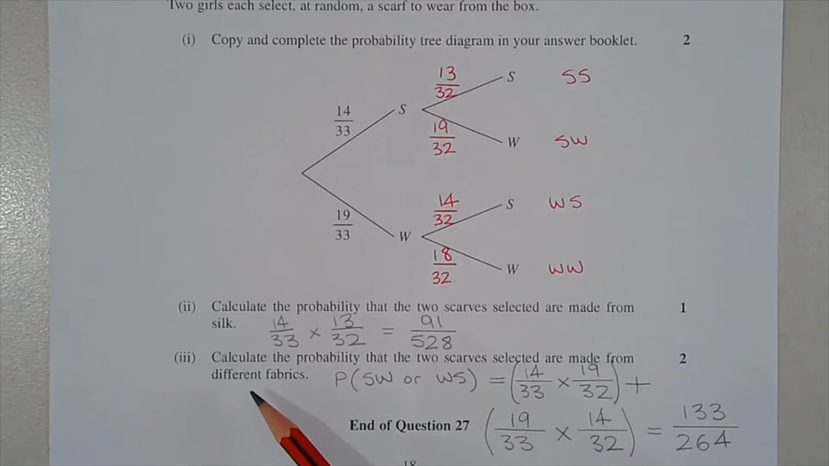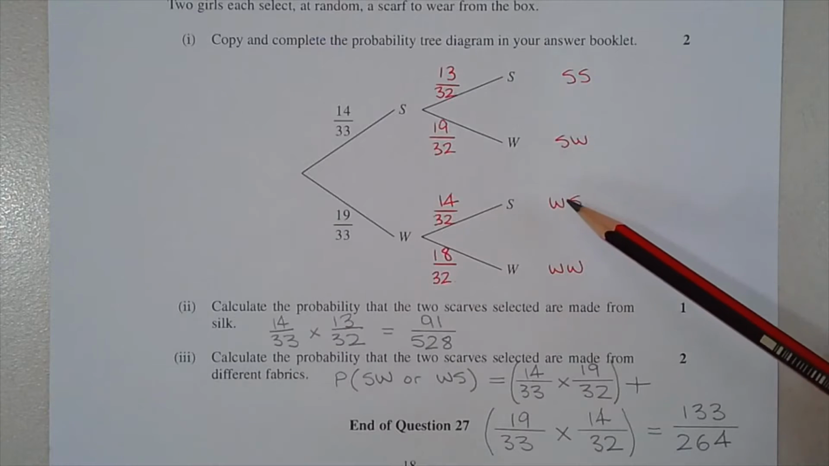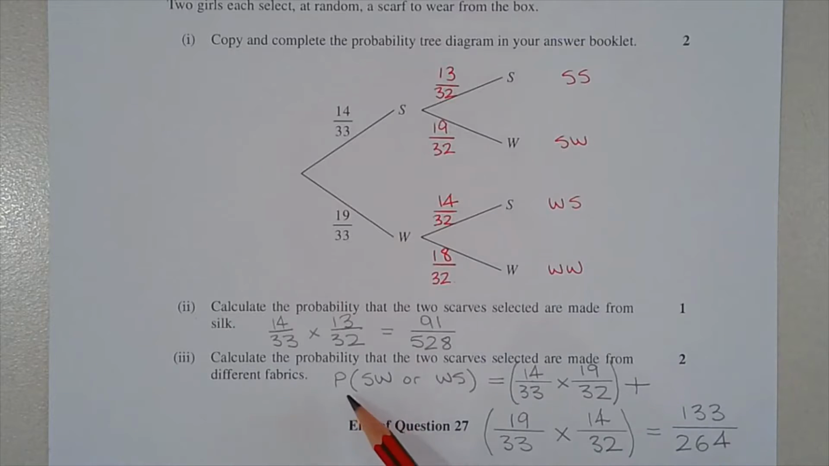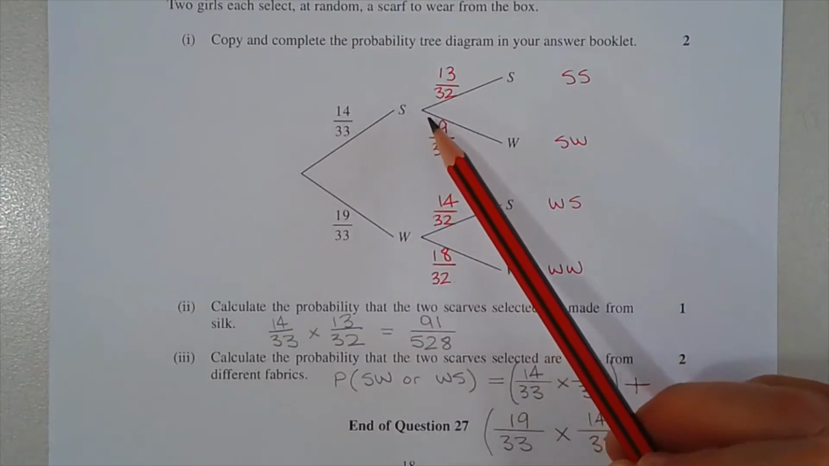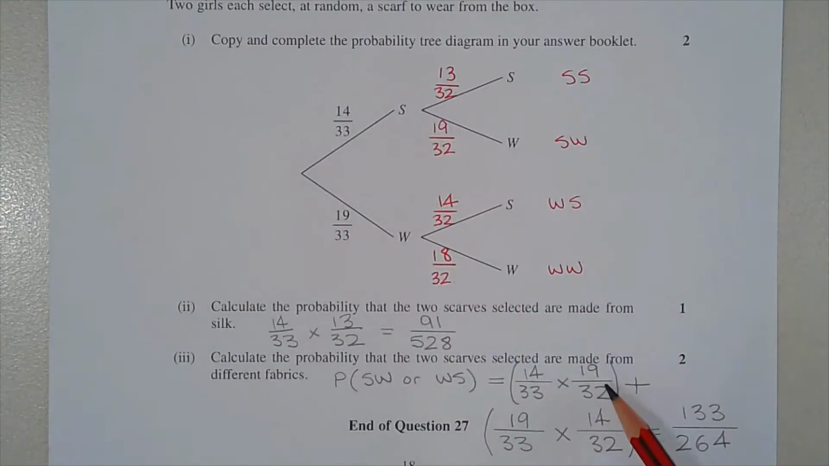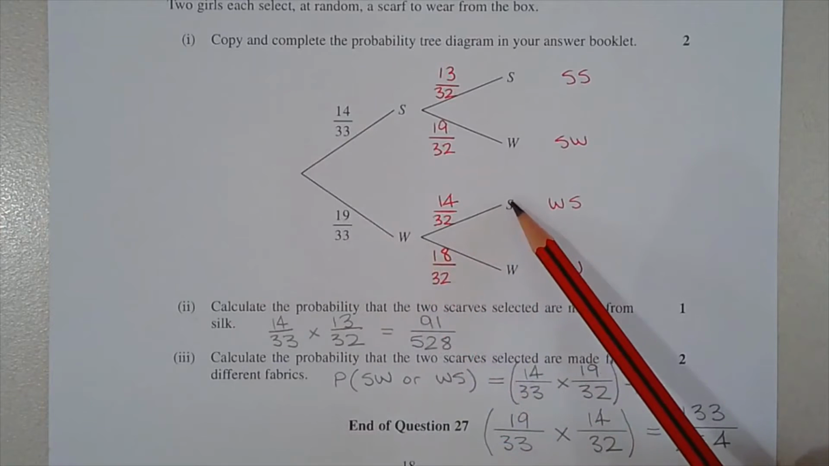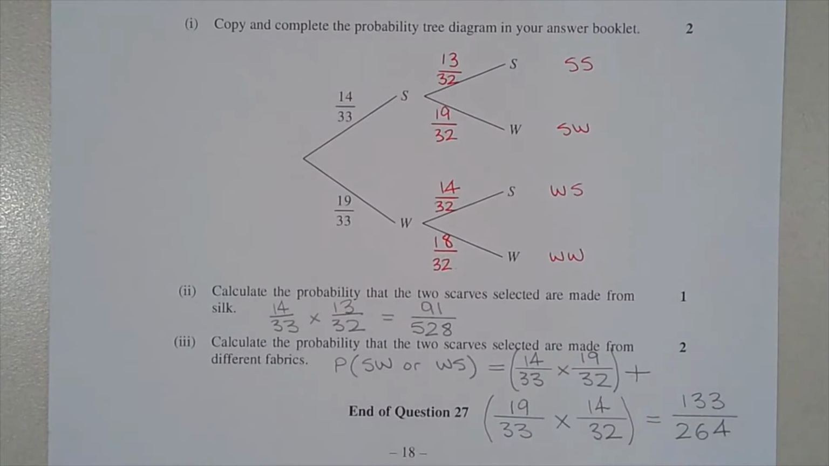And part 3, calculate the probability that the 2 scarves selected are made from different fabrics. So we want the probability of either choosing silk wool or wool silk. And we just add those 2 probabilities together. So the probability of silk wool or wool silk is equal to 14 over 33 multiplied by 19 over 32. I'll put that in brackets just to group it together, just to make it clearer, plus 19 over 33 multiplied by 14 over 32. And that equals 133 over 264.